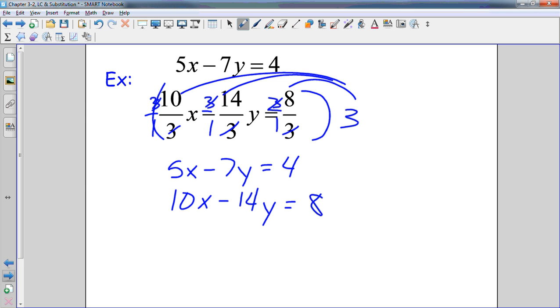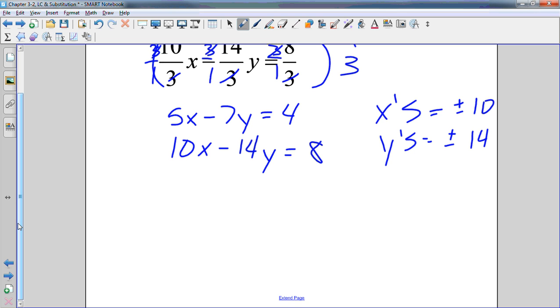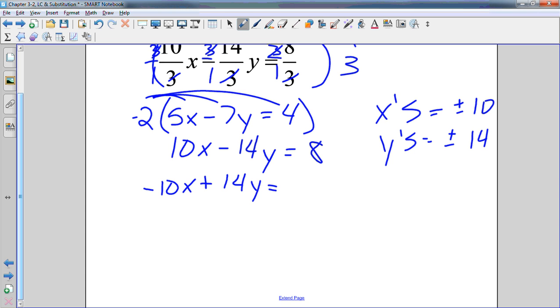Okay, least common multiple of the x's, least common multiple of the y's. Plus or minus 10? Plus or minus 14? Which one doesn't matter. Can you multiply the whole top equation by -2? Yes. So we're going to multiply the whole top equation by -2. Why would you want to do that? To make this -10. Okay? Watch what happens. I have -10x plus 14y equals -8.